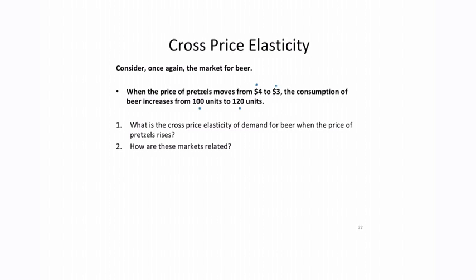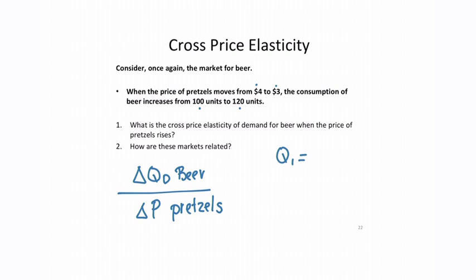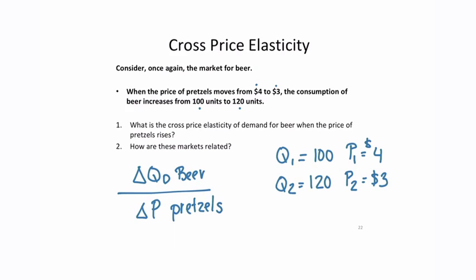So when we're calculating the cross-price elasticity of demand for beer, we're looking at the change in quantity demanded for beer divided by the change in the price for pretzels. Here, quantity 1 of beer is going to be 100. Quantity 2 of beer is going to be 120. Price 1 of pretzels is going to be $4. And price 2 of pretzels is going to be $3. So let's plug in our numbers and calculate cross-price elasticity.